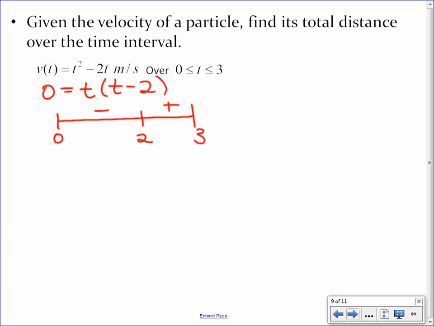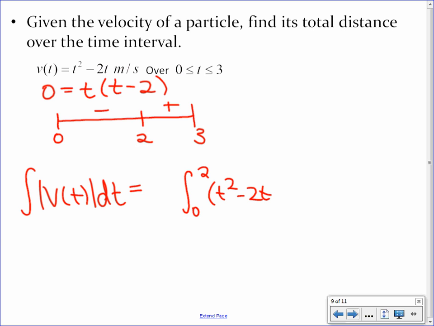So from 0 to 2, we have negative area when we integrate, correct? So if I want our distance, when I integrate from 0 to 2 of t squared minus 2t dt, that's going to give me negative area. I want it positive, so I'm going to put a negative out in front. That's going to force it to be positive. And then we're going to add it to the integral from 2 to 3.